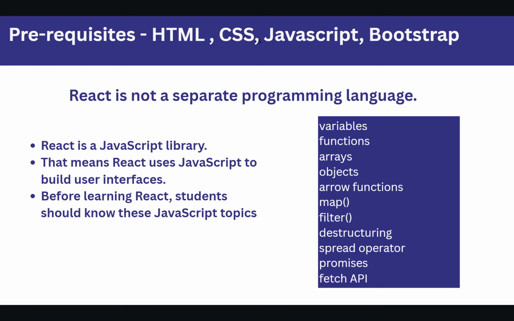Now, what kind of topics in JavaScript should you be well versed with? Variables, functions, arrays, objects. The JavaScript ES6 standard notation of writing functions, arrow functions. The JavaScript functions like map, filter, destructuring the whole object, spread operator, promises, and fetching REST APIs in JavaScript. This is what React is about. If you are good at JavaScript, you are good at React. If you are not good at JavaScript, learn JavaScript and then come to the world of React.